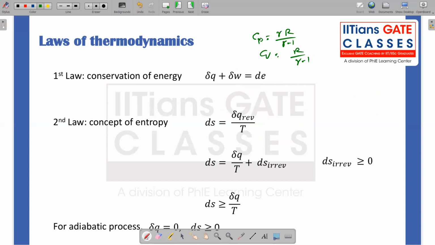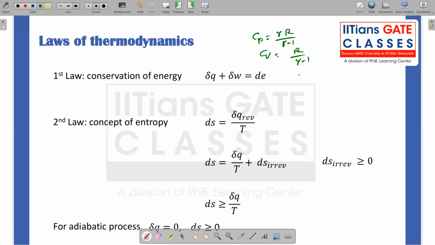Now we have the laws of thermodynamics. The first law of thermodynamics tells us about conservation of energy. That means energy can neither be created nor destroyed. It can be transferred from one form to another form. That is the basis for the first law of thermodynamics. It says delta Q plus delta W is equal to dE. Here we have to pay attention to the notations we are using. dE, that is a finite difference.